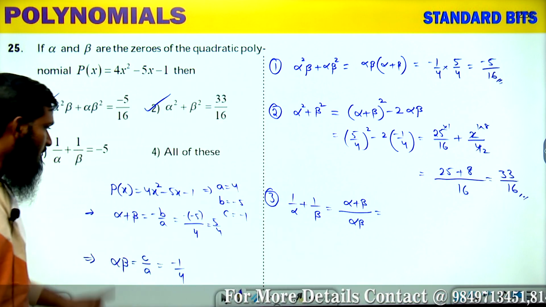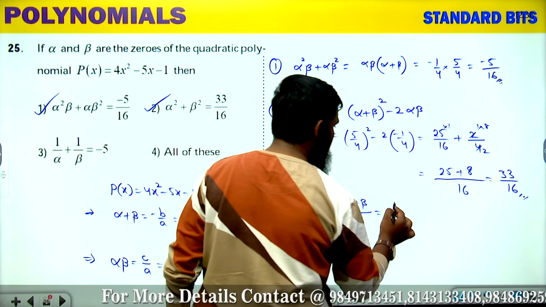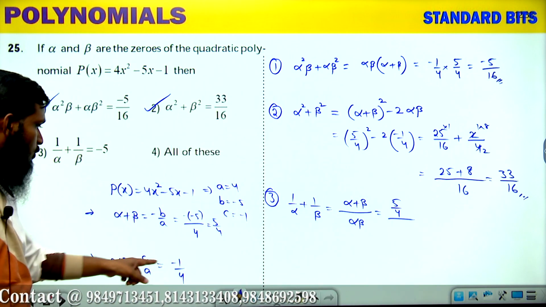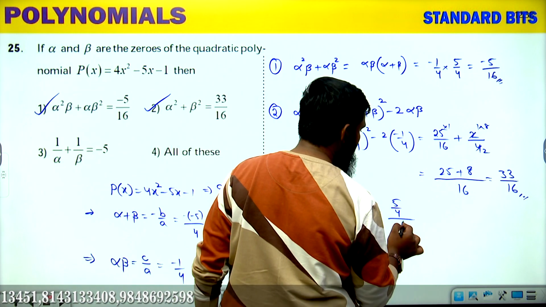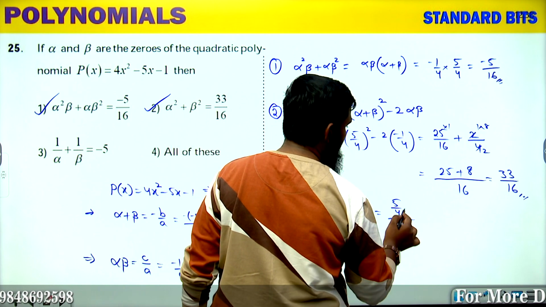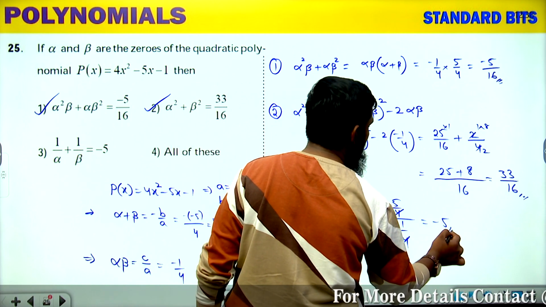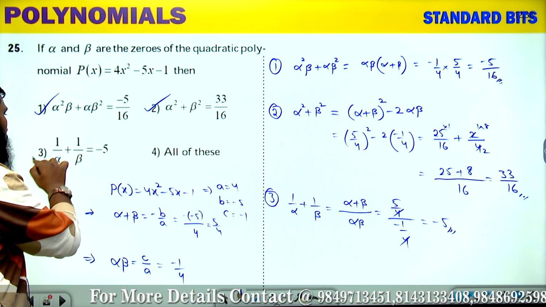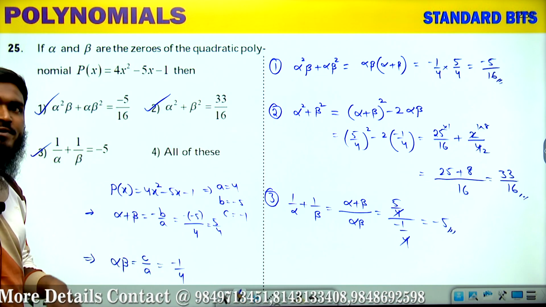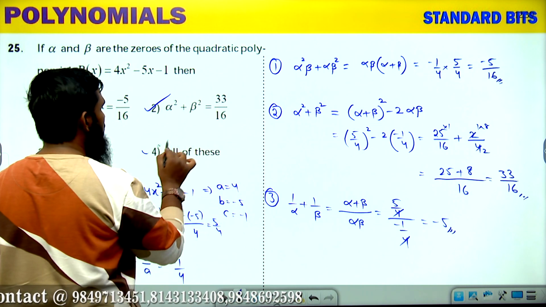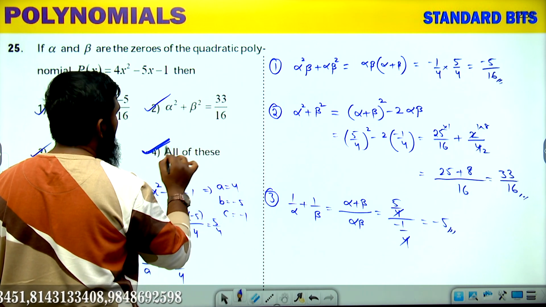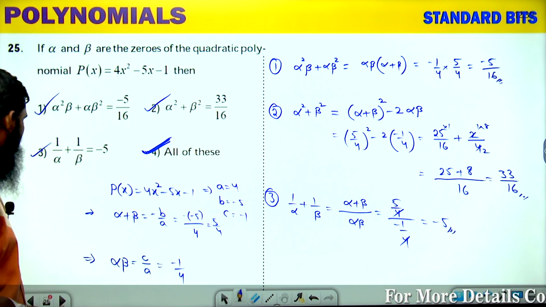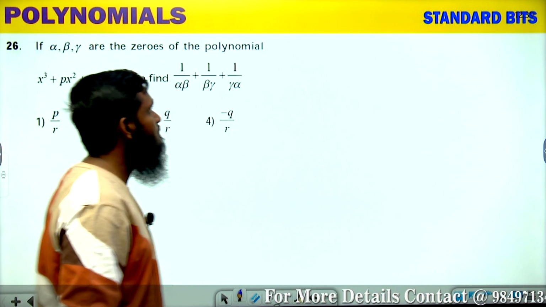What is the alpha plus beta value? 5 by 4. Let us write this part as 5 by 4 divided by, what is the alpha into beta value? Minus 1 by 4. Let us write this part as minus 1 by 4. 4 gets cancelled over here. What is the answer? Minus 5. Understood? So in the third option we are getting minus 5. Means third option is also correct. So if all the options are correct, then let us go with option number 4. Option number 4 is correct. All of this is correct. Now let us go with the next question.